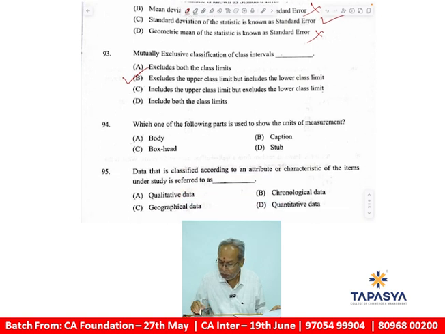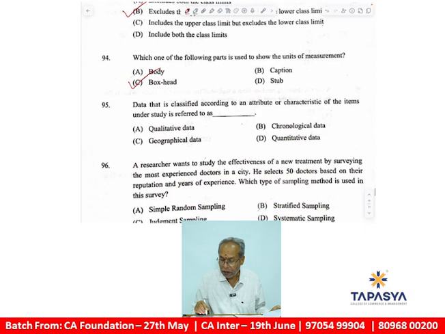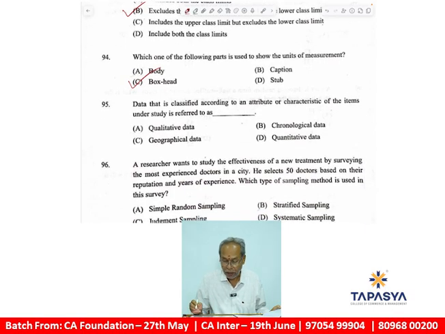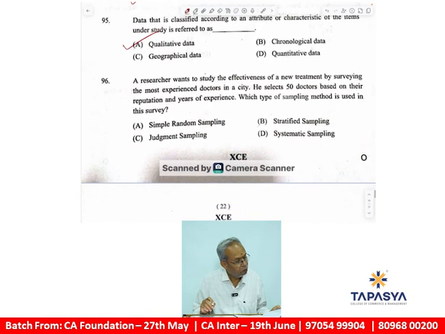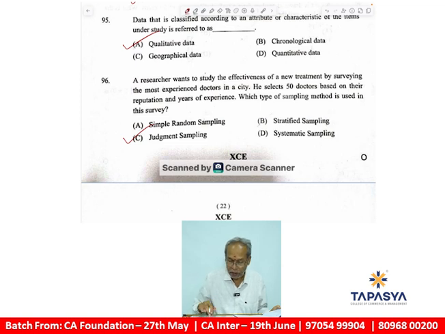Which one of the parts of the body unit shows that is box head? Data that is classified according to attribute or characteristics is qualitative data. A researcher wants to study the effectiveness of a new treatment by surveying this. So he selects 50 doctors and he is giving his own experience. So this is coming under purposive or judgmental sampling, because whenever he is using belief or experience, that comes under judgment sampling.